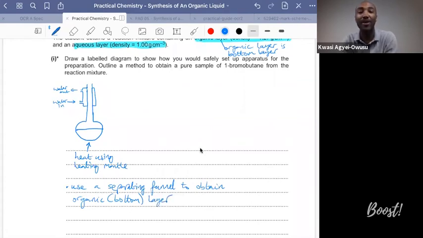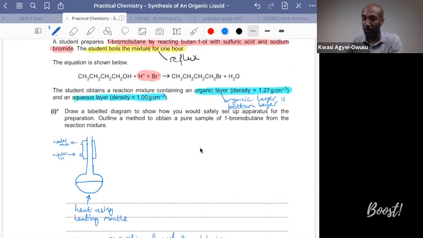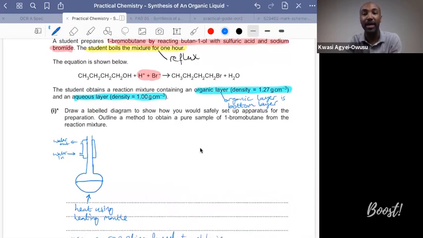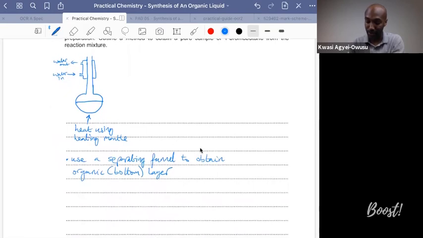And then what are we going to do to purify that bottom layer? Well, the first thing we can do is make sure there isn't any excess acid remaining. We could wash it with sodium hydrogen carbonate, for instance, to remove excess acid. Separate again.